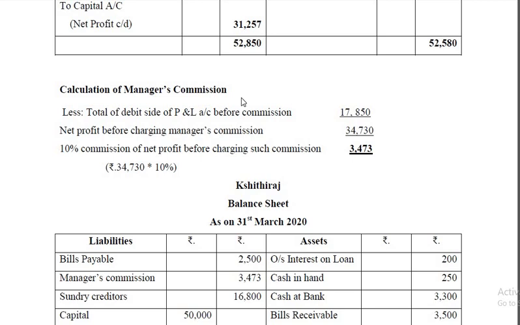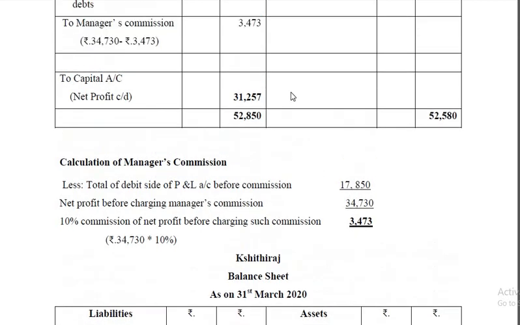Now look at the calculation of manager's commission. Total of debit side of profit and loss account 17,850. Net profit before charging manager's commission 34,730 here. The difference between the two sides.